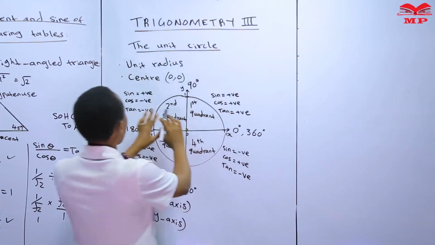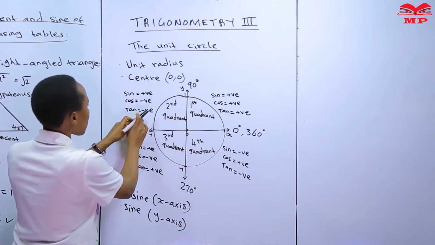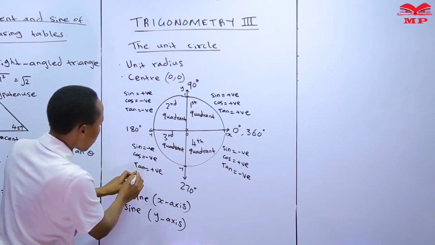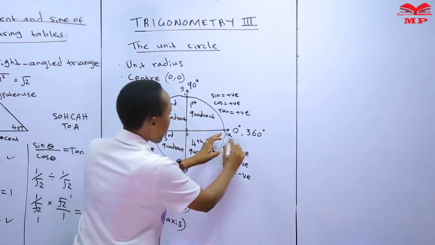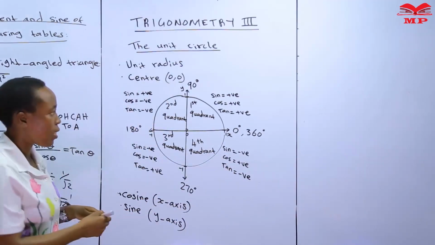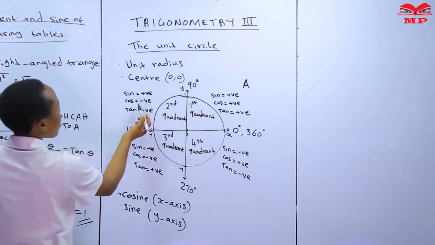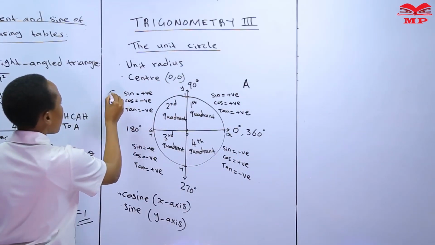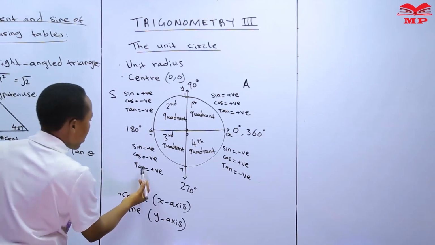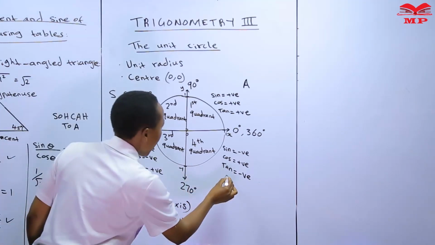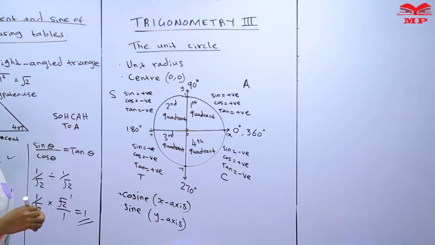So in this case, we can say that here all of them are positive. Here only sine is positive. Here we have only tan, which is positive, and here only cos is positive. So here all are positive. Here we only have sine, which is positive. Here we only have tan, which is positive, and here we only have cos, which is positive.